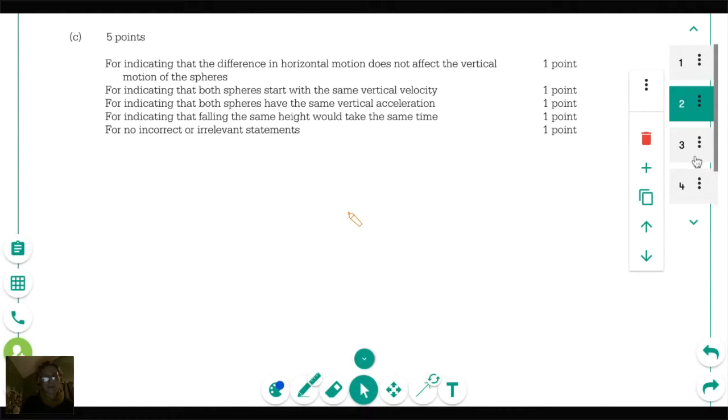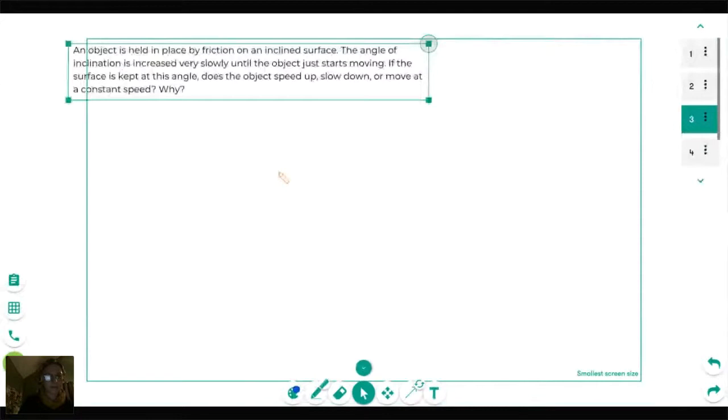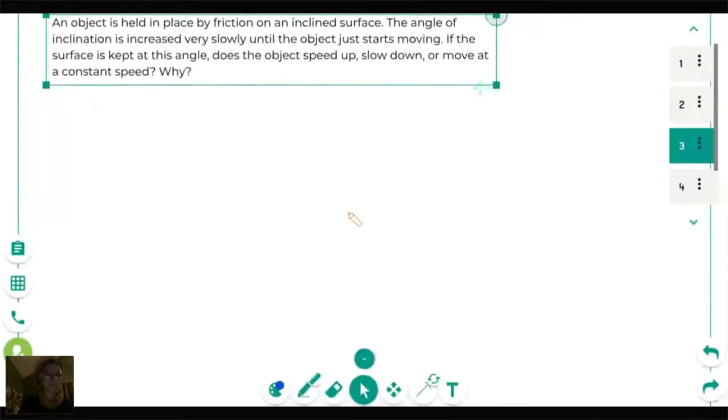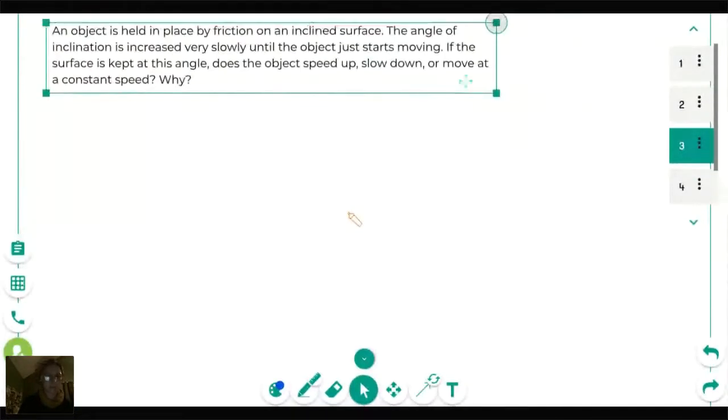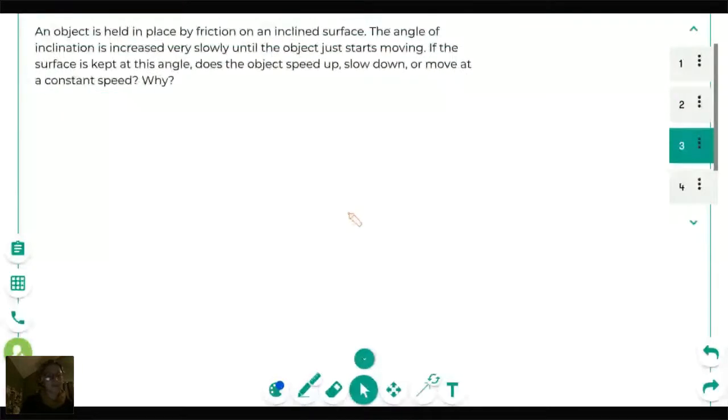All right, let's look at another example. Okay, so here we have, this one is not from an official AP exam, but it's a similar type of question. So we have an object held in place by friction on an inclined surface. The angle of inclination is increased very slowly until the object just starts moving. And then if the surface is kept at this angle, does the object speed up, slow down, or move at a constant speed, and why?